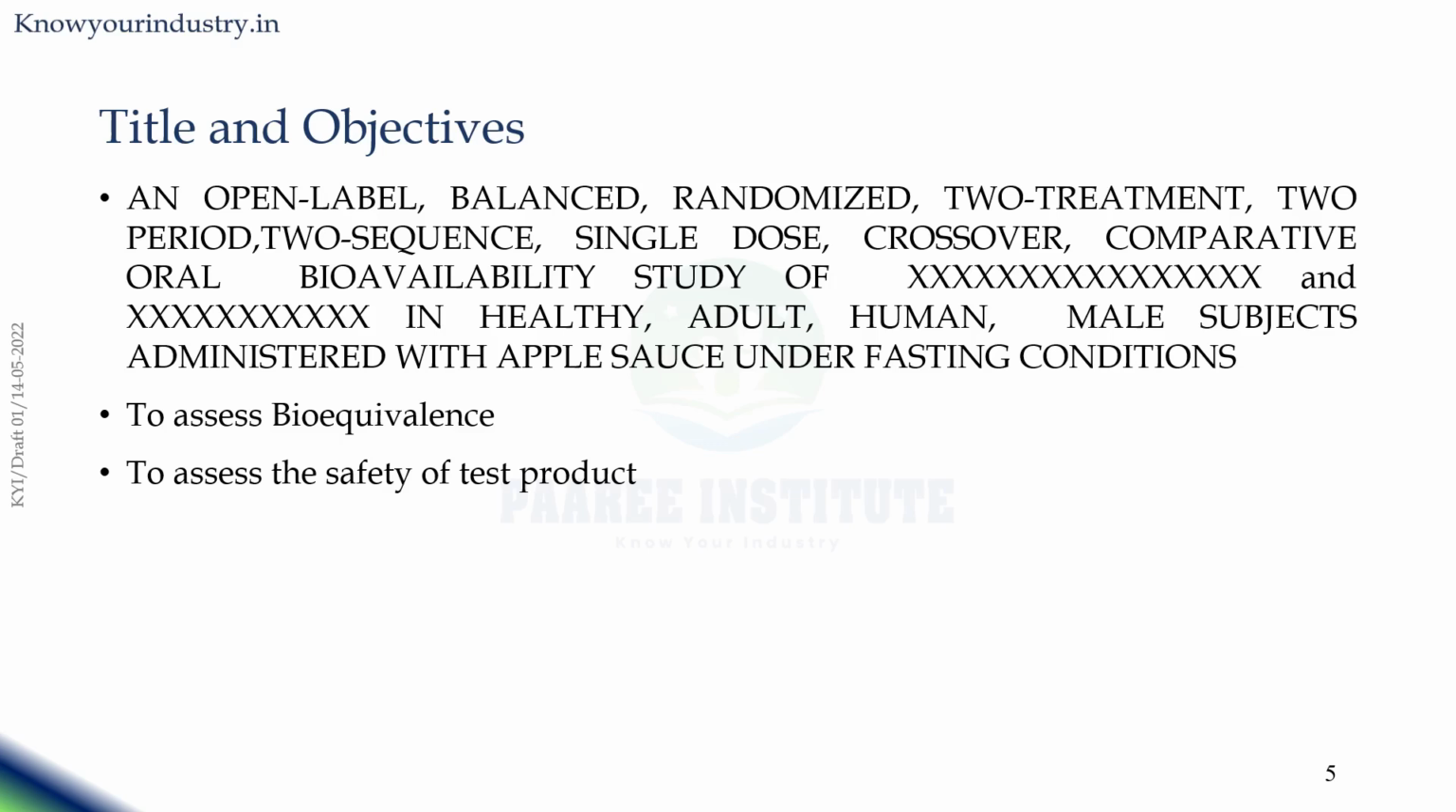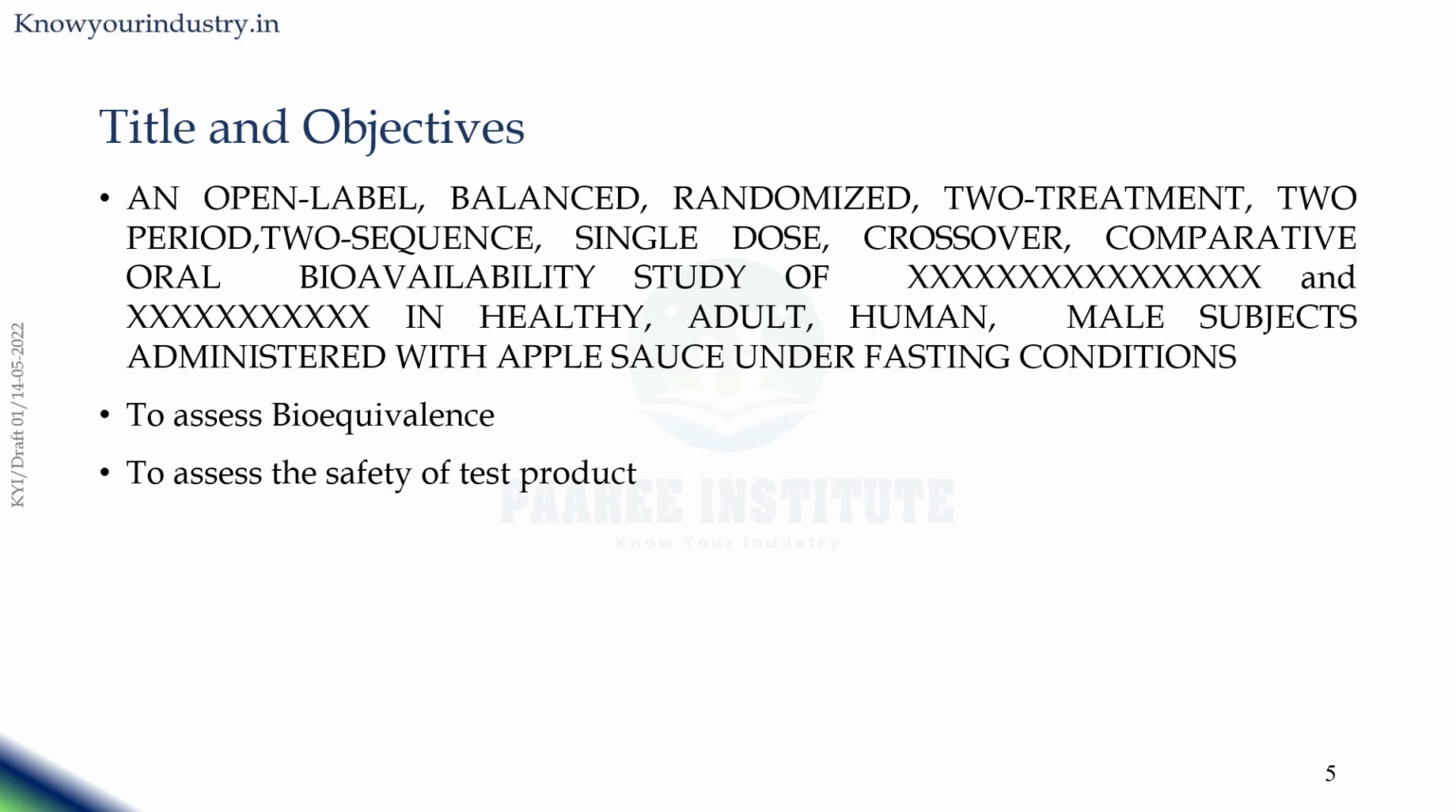Then it will be either 2 treatment or 3 treatment, whatever the type of treatments. If it is 1 test product, 1 reference product, it will be 2 treatment. Then the periods, the number of periods. Generally, it is a 2 period study. So in 1 period you will have test, then in the other period you will have reference or vice versa. So it will be 2 period or, if it is 3 period, it has to be mentioned.